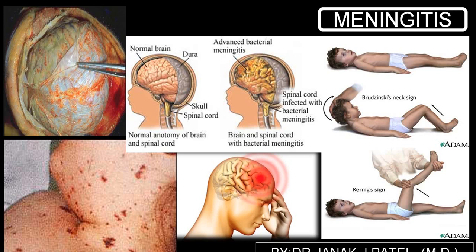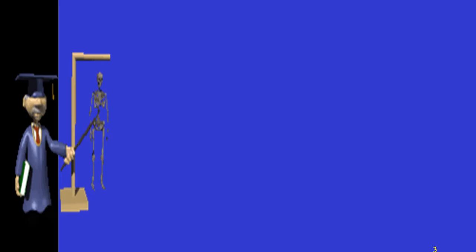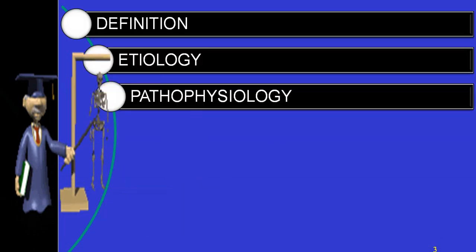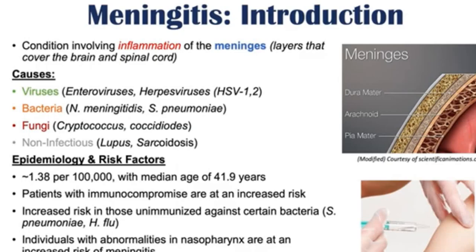So meaning is very simple: meninges and itis, involvement of arachnoid matter and pia matter. That's why it is also called leptomeningitis. We'll be dealing under this heading: definition, etiology, pathophysiology, clinical features, investigations, differential diagnosis, treatment and complications.